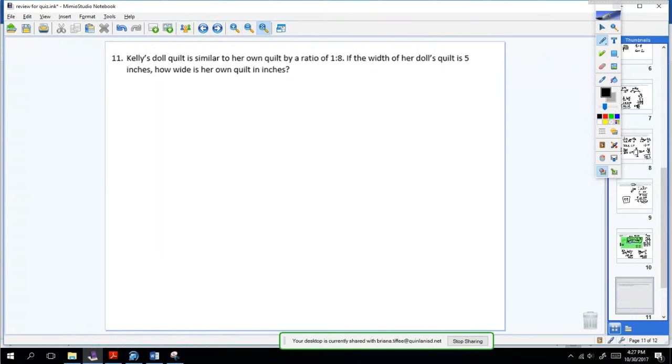Okay, two more. Number 11. Kelly's doll quilt is similar to her own quilt by a ratio of 1 to 8. If the width of her doll's quilt is 5 inches, how wide is her own quilt? So you're going to write 1 over 8, because this was 1 inch to, assuming feet, is equal to 5 inches over x. So you're going to do 5 times 8, which is 40. 1 times x, which is just x. So her quilt is, this is inches as well.